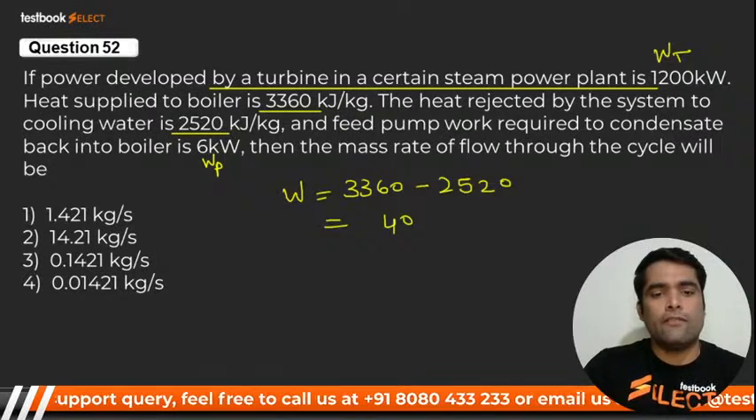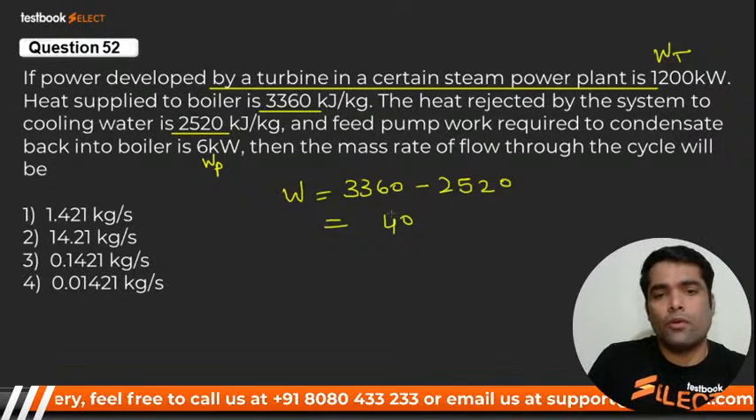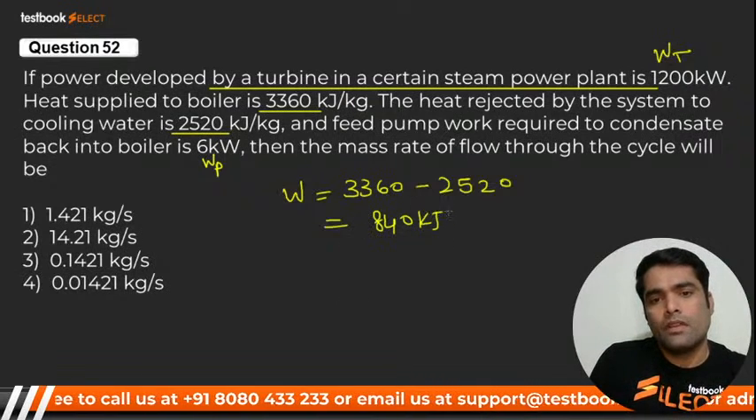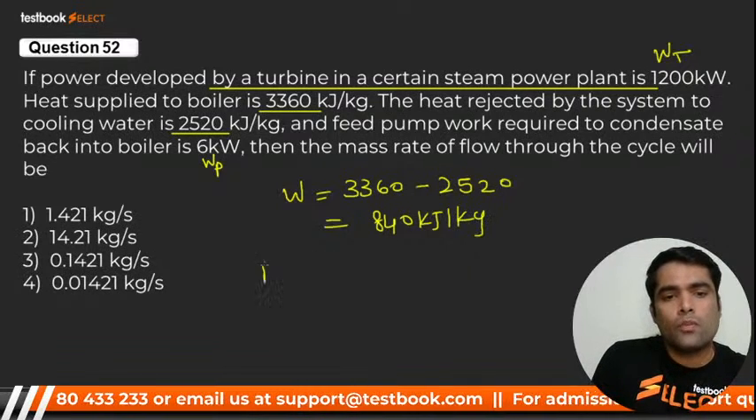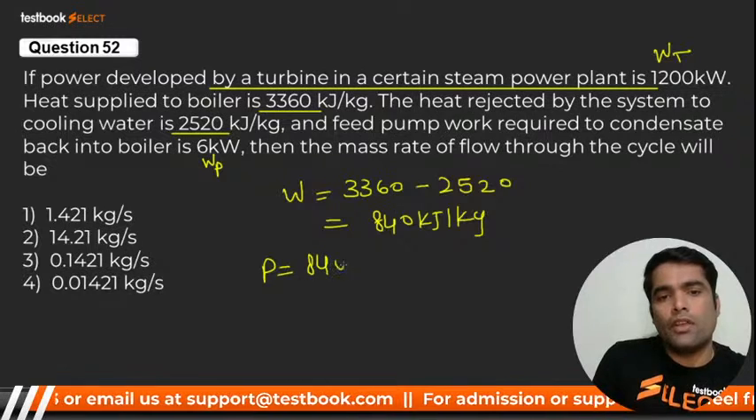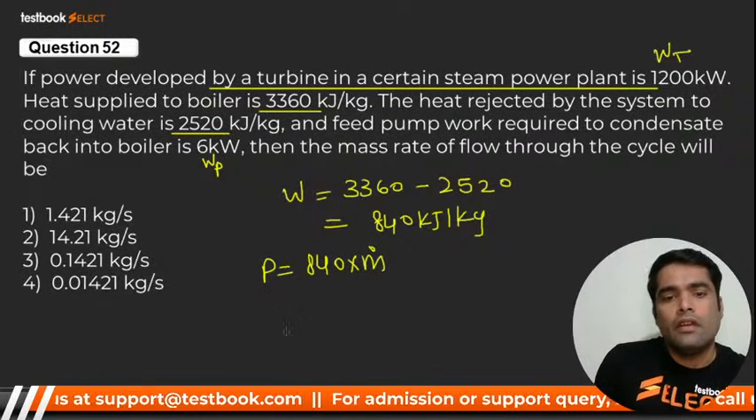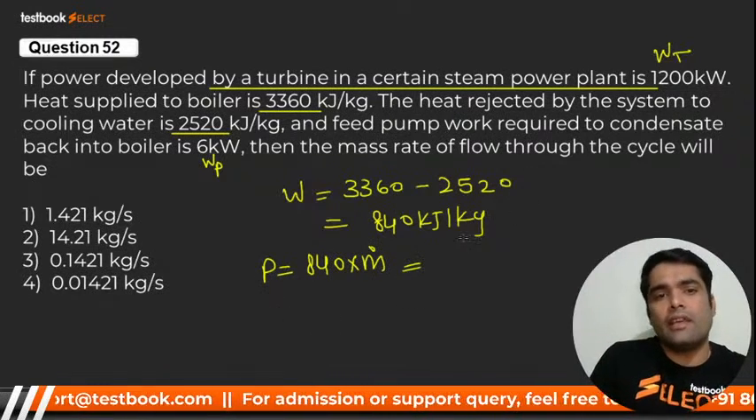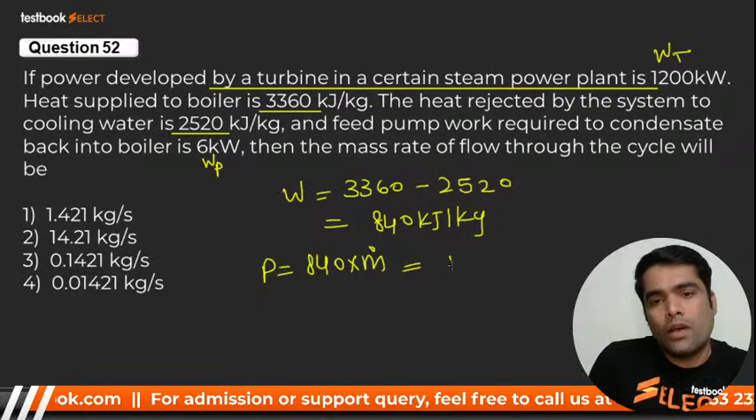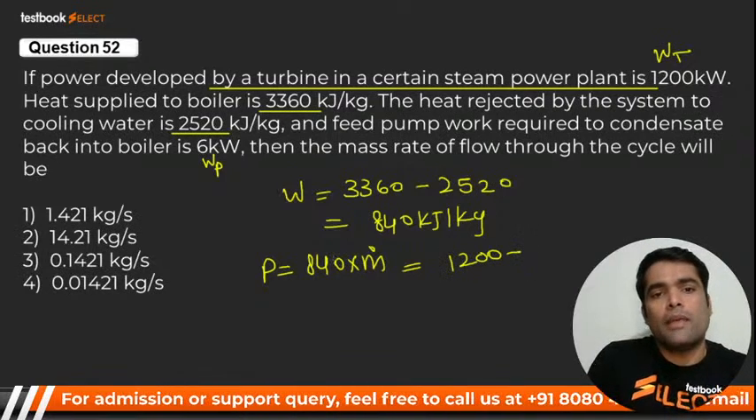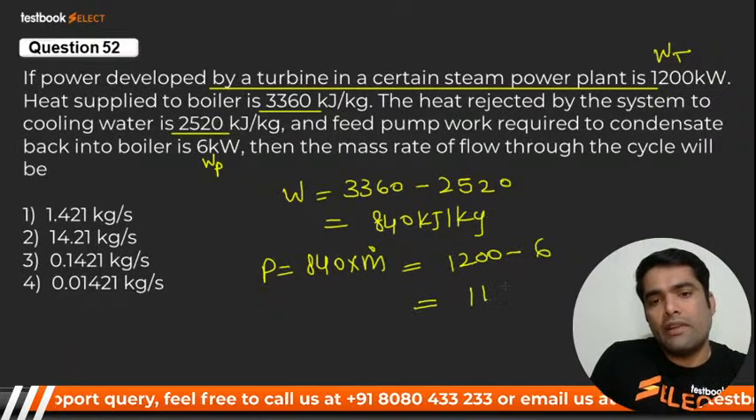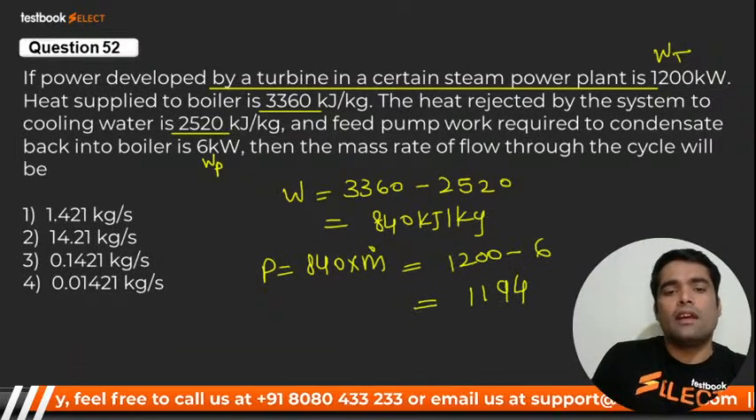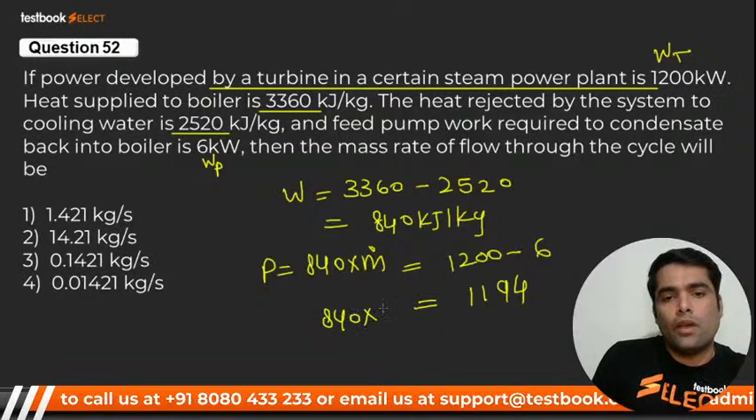Yes or no? It is 840. Okay, it is 840 kilojoule per kg. But how much do we have? So power will be what, my dear? 840 into mass flow rate. But this power is already given, and that is 1200. That is WT minus WP, that is 6, so it's 1194. So it is 840 into m.